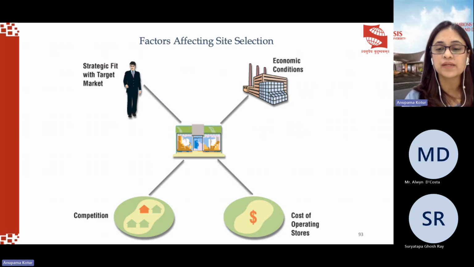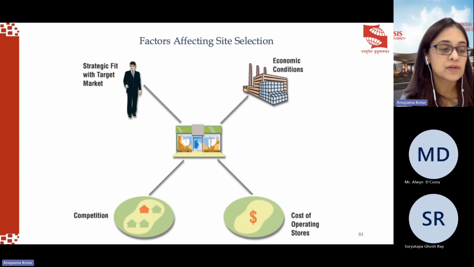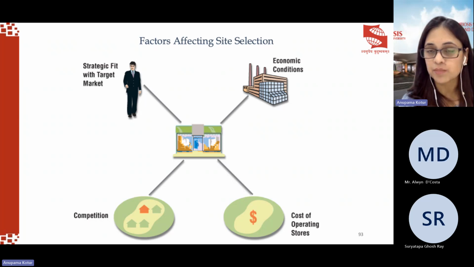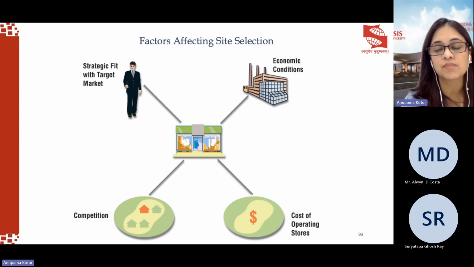And then cost of operating the store is another critical factor, right? For example, you may think that locating the store on a highway might be a brilliant idea. Maybe you're looking at opening a hypermarket, a big supermarket of sorts.